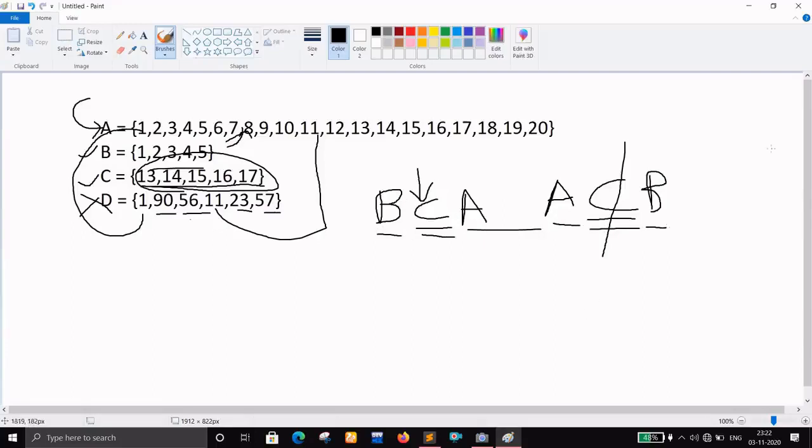In the case of C, C is also a subset of A, but again A is not a subset of C. And in the case of D, D is not a subset of A, and A is also not a subset of D. So that is the concept.